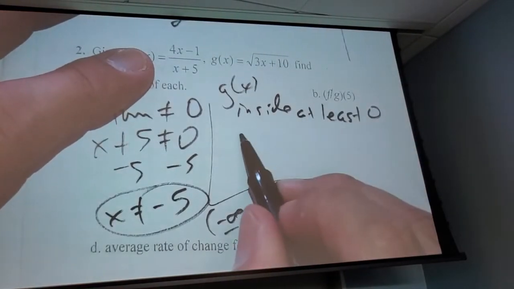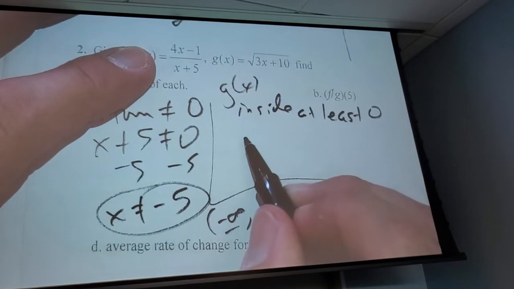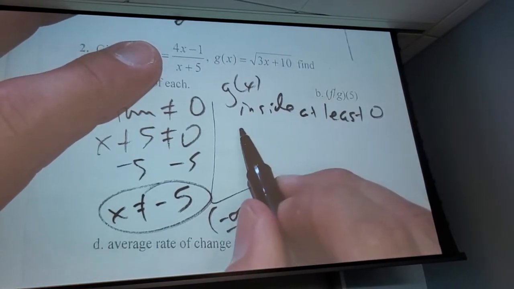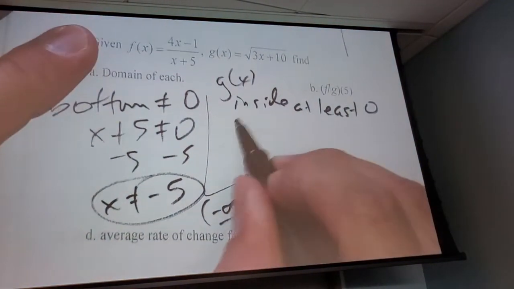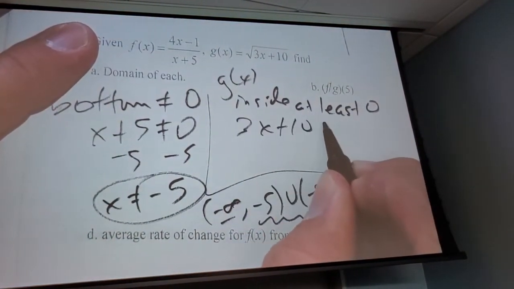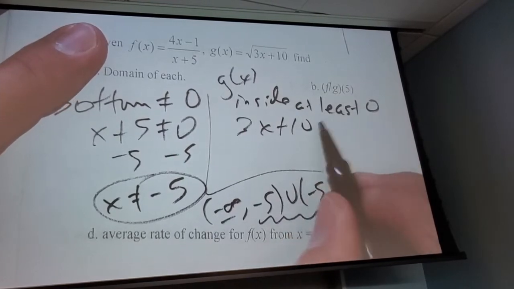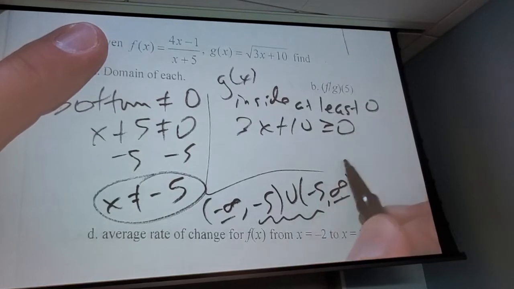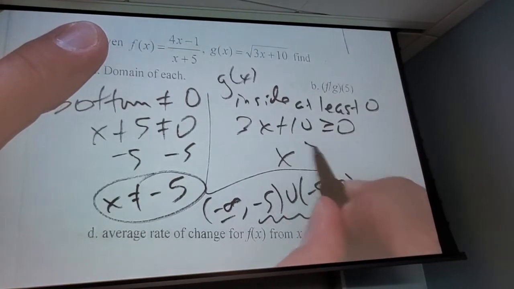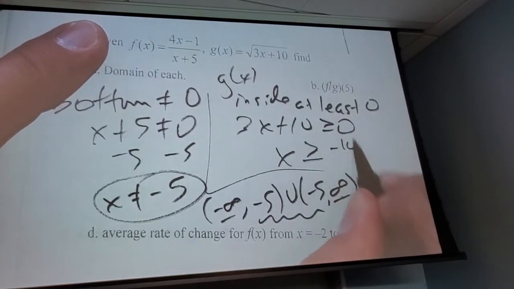What's the inside? Come on. Square root is the outside. What's the inside? 3x plus 10. And we said that has to be at least 0. How do you write that in mathish? Greater than or equal to. Greater than or equal to 0. And then when you solve that, subtract 10, divide by 3, you get this.